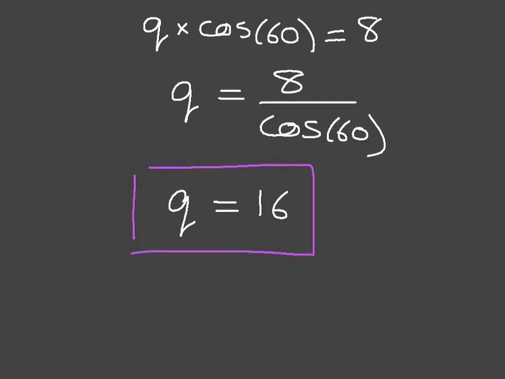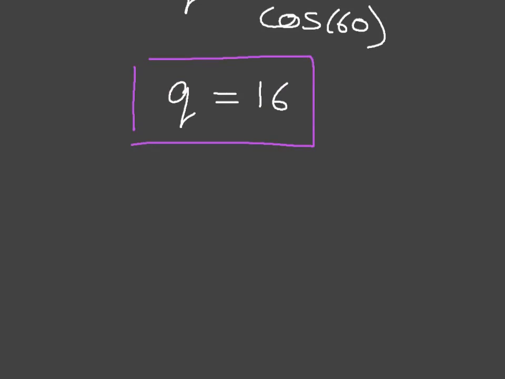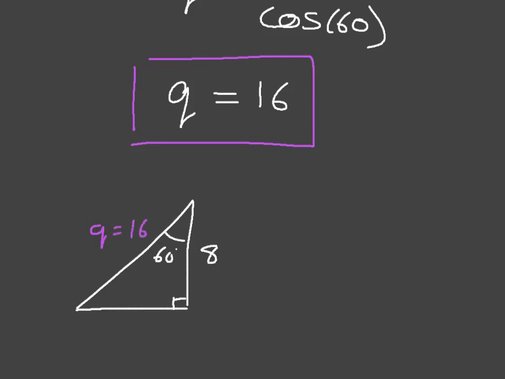And we're done. And as always, it's good practice to complete the diagram that we had by adding the side length that we found. So we had this right angle, the interior angle was 60, we were given this side length, and we have just found the length of the hypotenuse, Q is equal to 16. And there we go. That's how we calculate side lengths using the trigonometric ratios.